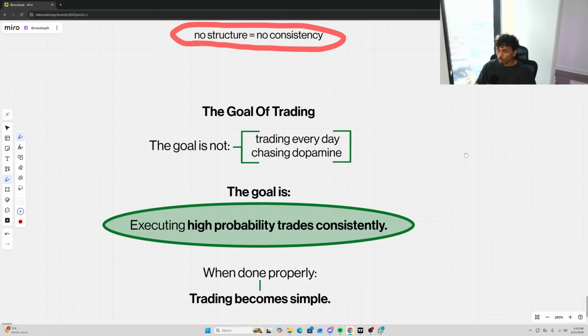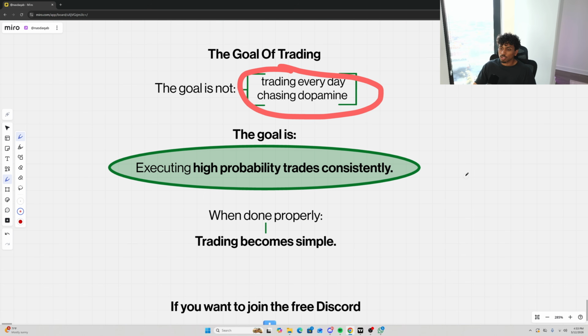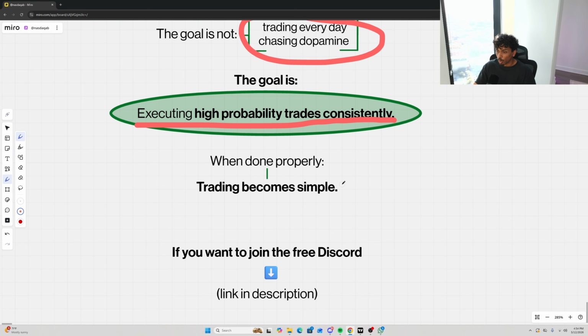Now, what is the overall goal of trading? This is what you have to ask yourself. The goal for you, the goal for people is ultimately different. But one main thing that we should all consider and all remember is that the goal is not to take a trade every single day, and the goal is not to chase dopamine. You are never going to progress in this field if you are focusing on these two things, right? The ultimate goal is to always execute high probability trades consistently. And when you're able to do this properly, trading overall becomes very, very simple.